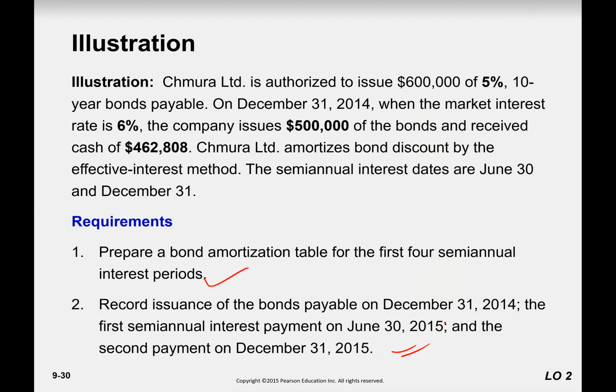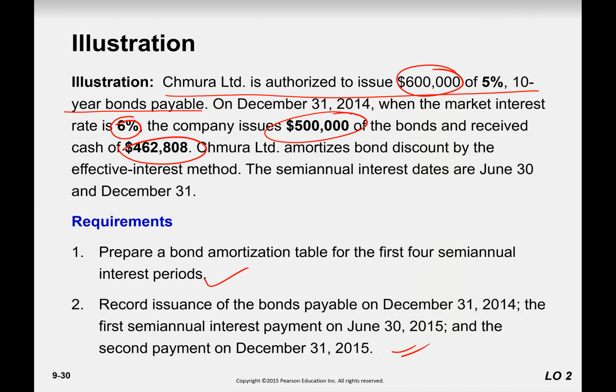Chamora Limited is authorized to issue 600,000 of 5%, 10-year bonds payable. This is just for information, because they have just been authorized by the institution, the SEC, the Securities and Exchange Commission, to issue a maximum of 600,000 bonds payable, right? On December 31st, when the market interest rate is 6%, the company issued 500,000 bonds payable and received 462,808. What does it mean?